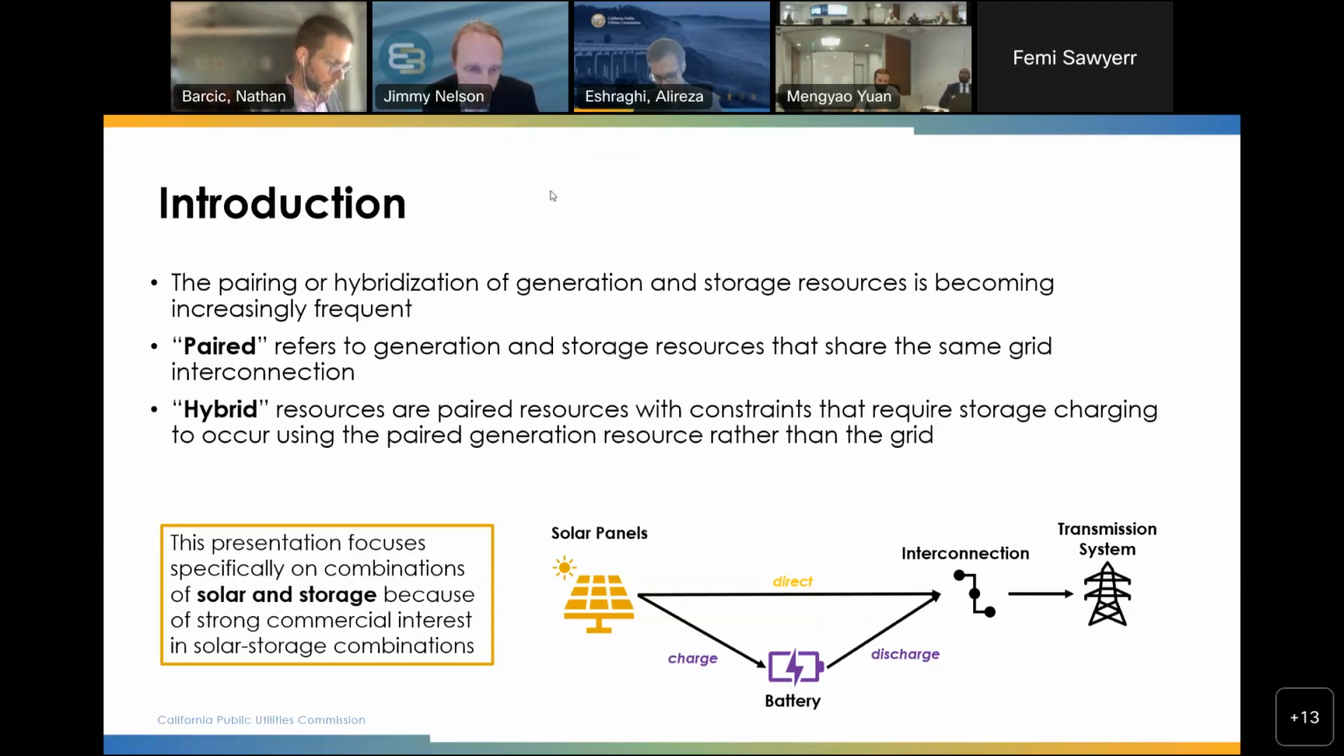And a high level representation of that configuration is shown on the bottom, where there are solar panels. The solar energy can either be used to charge the battery, or it can be directed out to the grid simultaneously. And this resource is behind the interconnection, which the power then has to go through to get to the transmission system. Next slide.